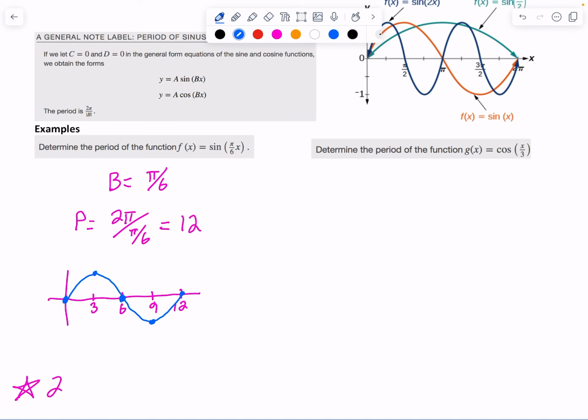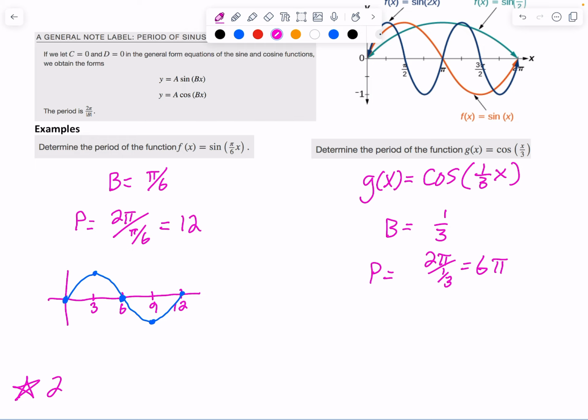All right, consider this cosine function over here. So g of x, I'm going to rewrite it just to shift our focus. I want to rewrite that x over 3 to make it look like that last problem. This is actually 1/3 x. So b for this problem is 1/3. The period for this cosine function is going to be 2 pi divided by 1/3, which is 6 pi. So we took our period and multiplied it by 3.